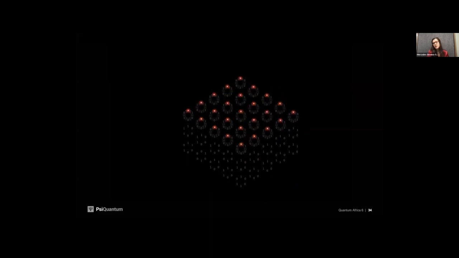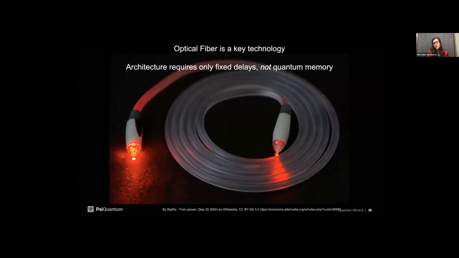And one of the things that we found was that we can use optical fiber to boost our ability to do this without requiring us to increase the size of our machine. The reason is that optical fiber is key for photonics. It's a very well-known technology, developed for many years. One of the crucial things to note about our architecture is that it doesn't require a quantum memory in the sense of random access, where I can obtain information at any time. We only require fixed delays, for which optical fiber is an excellent memory.